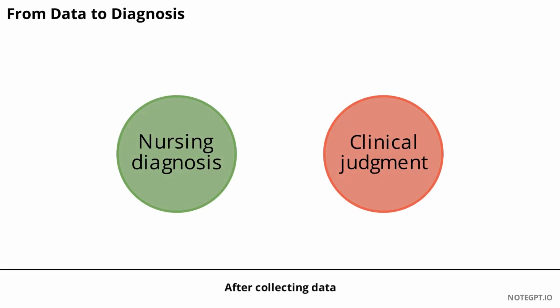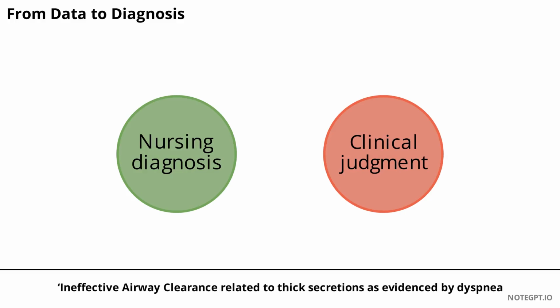After collecting data, nurses move to diagnosis. A nursing diagnosis is a clinical judgment about how individuals, families, or communities respond to health problems. It includes 3 parts: the problem or diagnostic label, the etiology or cause, and the defining characteristics. For example, ineffective airway clearance related to thick secretions as evidenced by dyspnea. This structured approach ensures that interventions are targeted and effective.